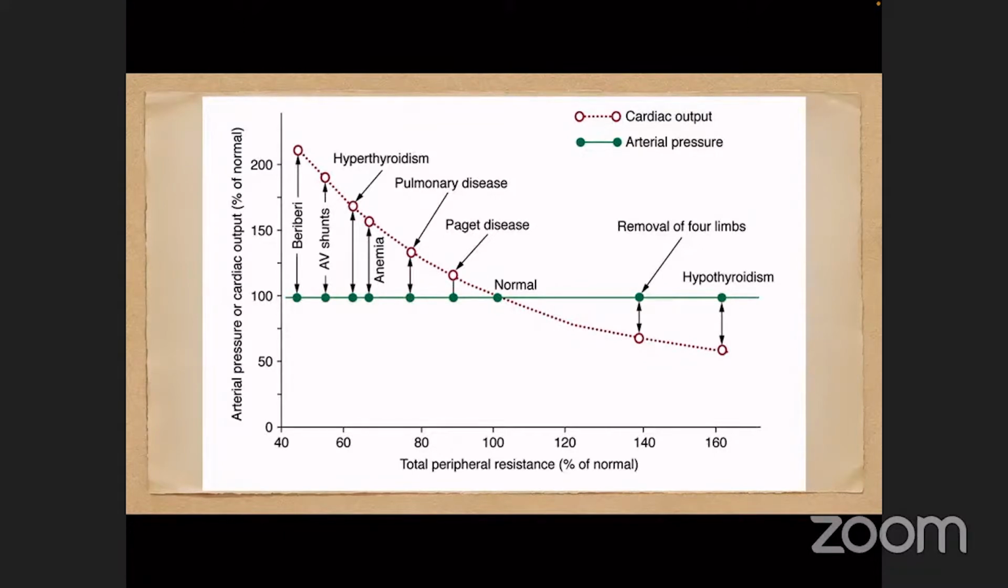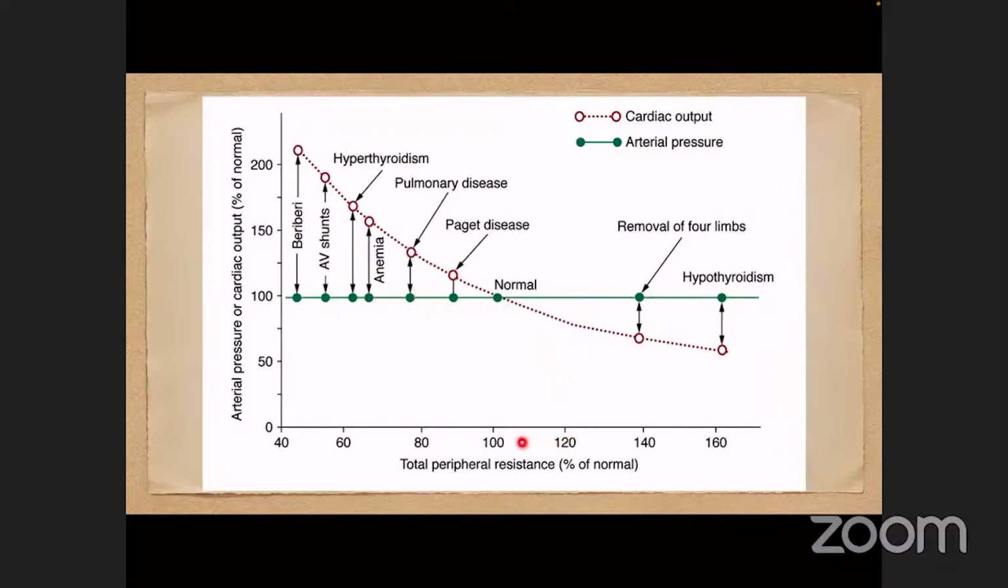However, the cardiac output is what is shown in the red dotted lines. So you can see diseases which have increased cardiac output. For example, beriberi, AV shunts, hyperthyroidism, pulmonary disease, anemia, etc. You can see that in all of them, if you look at the total peripheral resistance, which is basically the x-axis, you can see that the total peripheral resistance is reduced in order to maintain the mean arterial pressure in conditions where cardiac output is elevated.